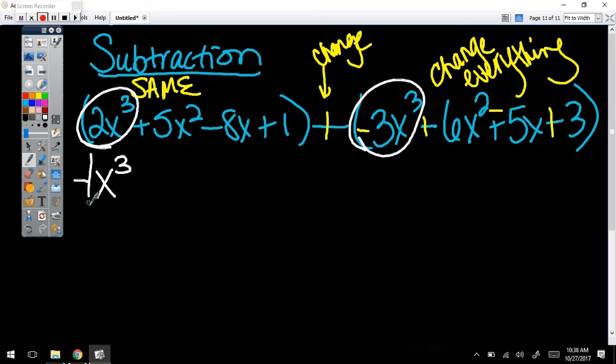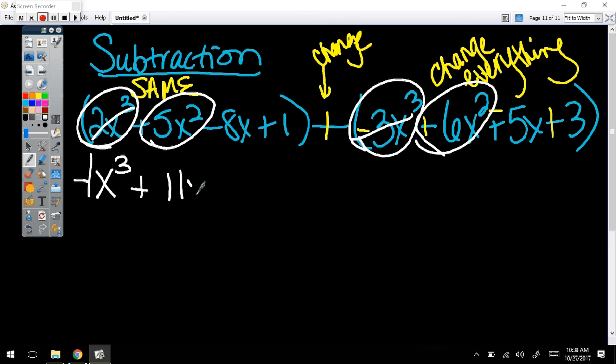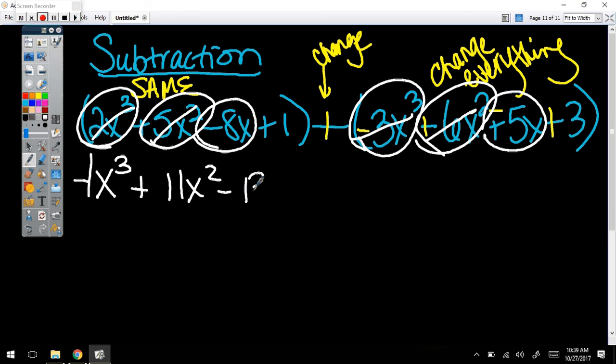Then 5x squared and 6x squared, which is 11x squared. And then you got negative 3x plus negative 5x, which is negative 8x. Make that a little more clear.